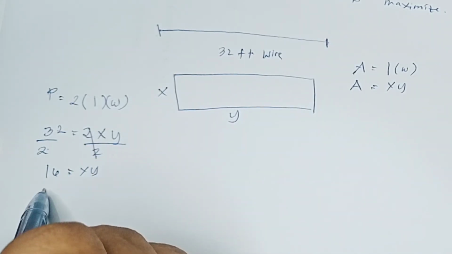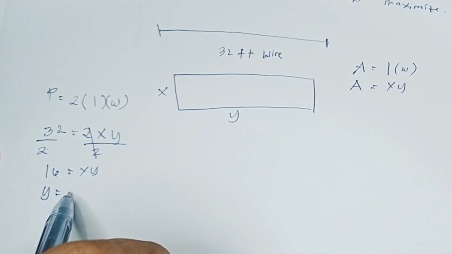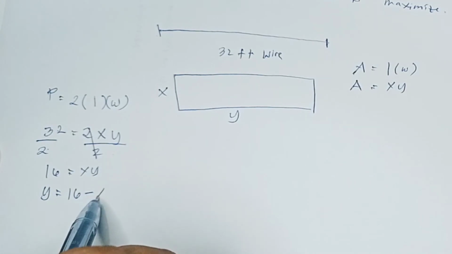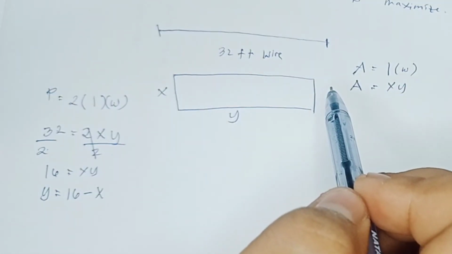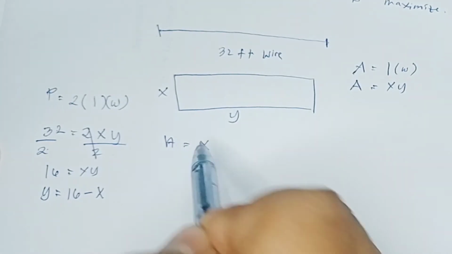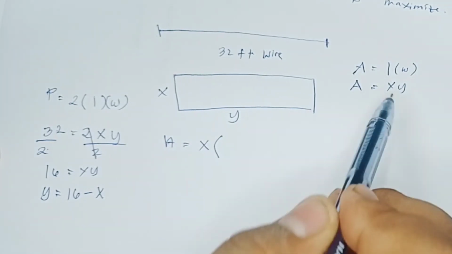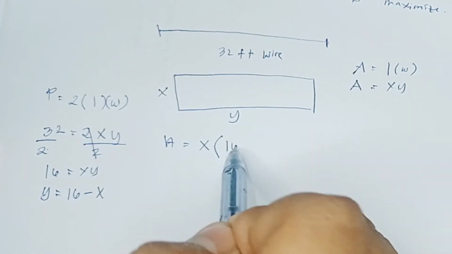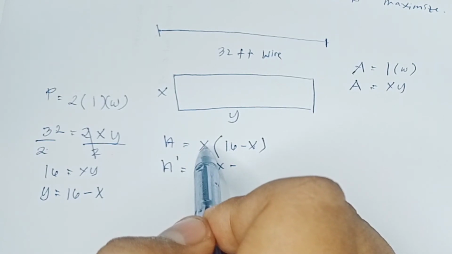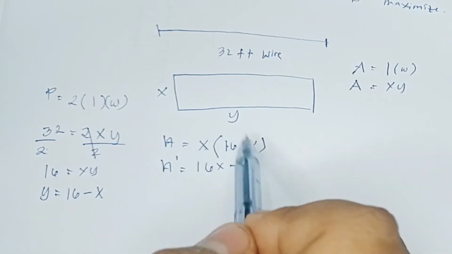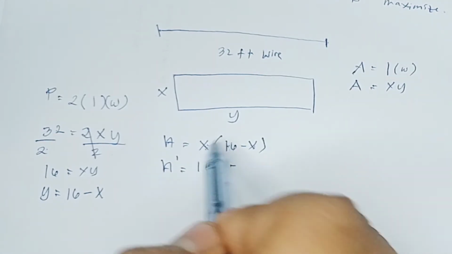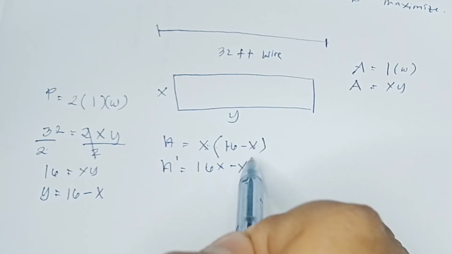Now to find y, we put y here, and it would be 16 minus x. What we'll be doing is to find the x. Area is equal to x times y, which is 16 minus x, and we have to distribute this first. X to 16 and x to x. X times 16 is equal to 16x. X times x is equal to x squared.